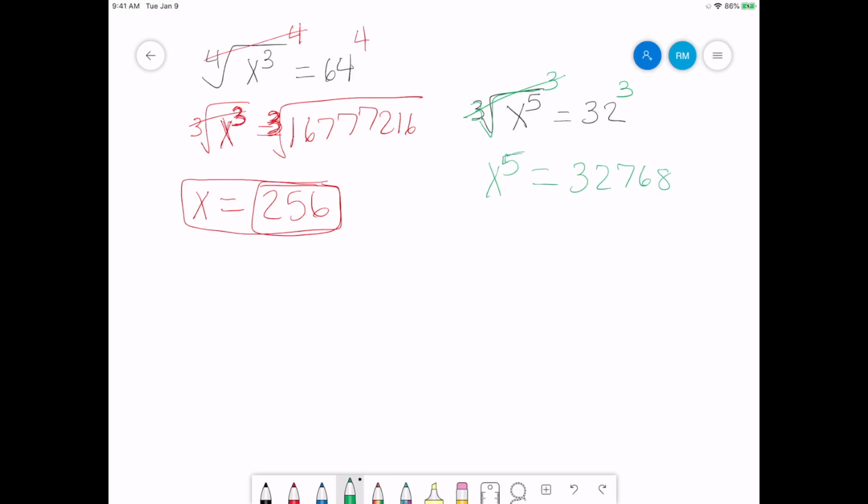And to get rid of that fifth exponent, I'm going to take the fifth root of both sides. That's going to cancel out that exponent. And the fifth root, remember in your calculator you're going to put 5, second function key, hit the caret, and then enter that number 32,768. And the fifth root of that number is 8. So I would match this equation to the number 8.